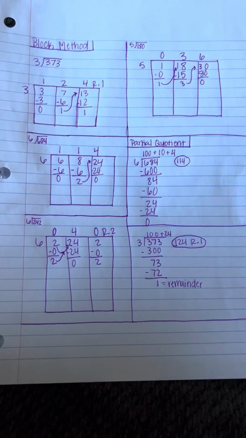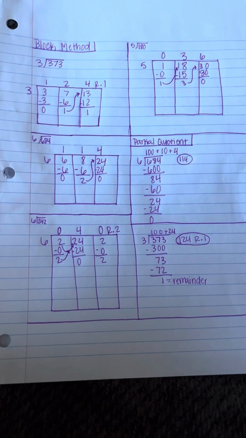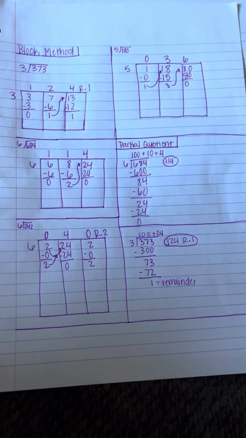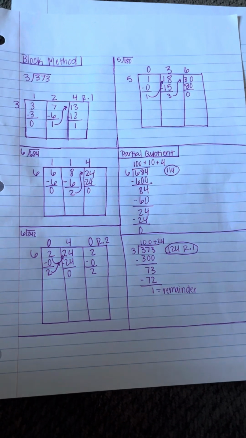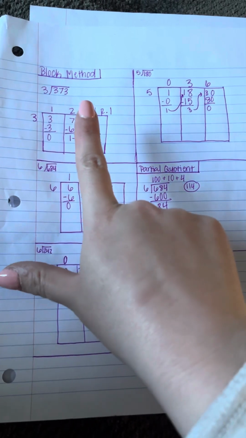So this week for my vlog, I did the block method first, and then I did the partial quotient, and then I did the 3,131 divided by 3. So for the first one, I did 3 divided by 373.